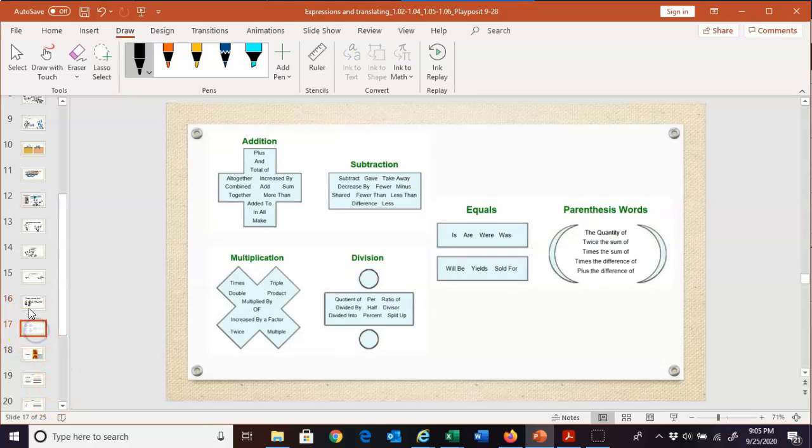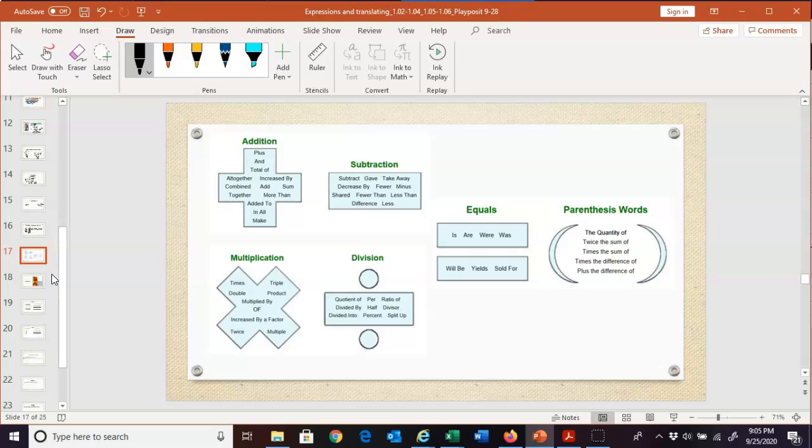So here's our chart. You can add these words to your sections. Some other words. Ooh, increased by, that's a good one. In all. So these are English words that are going to give us clues to what math symbols they mean. Some parentheses words, sum of, difference of, that word of there, it's going to give you a clue to use parentheses.